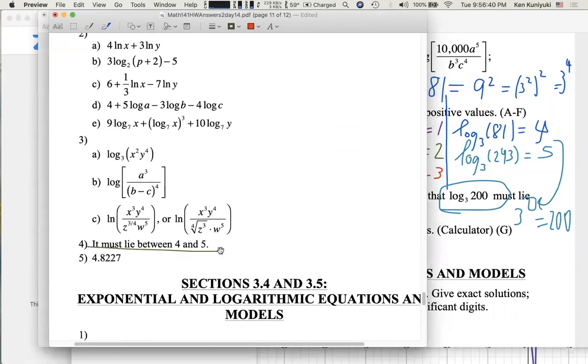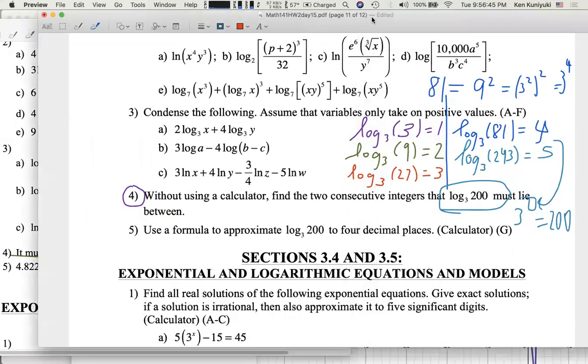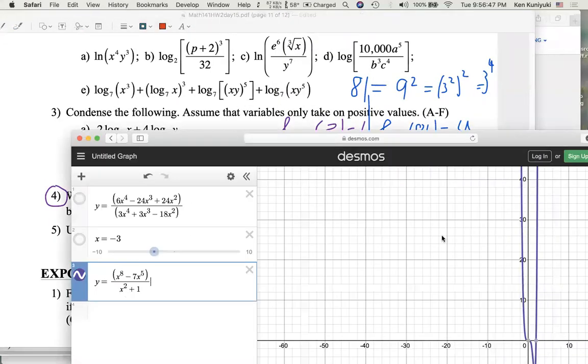Yes, it must lie between 4 and 5. So even if you had just a very basic calculator, you should be able to do that. You know what? A graph might be helpful.